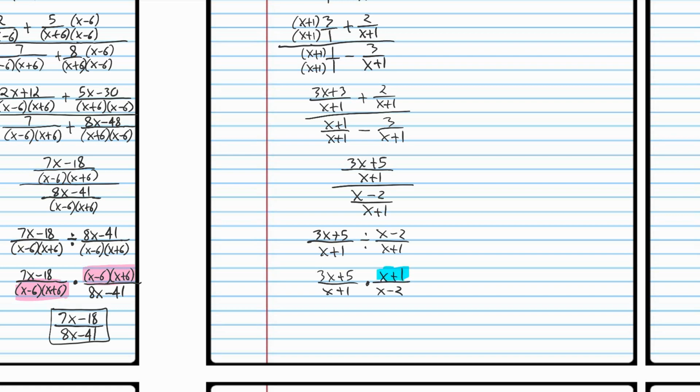Cancel out the common factors, and we're just left with 3x plus 5 over x minus 2, because again, those highlighted parts are considered to be 1.